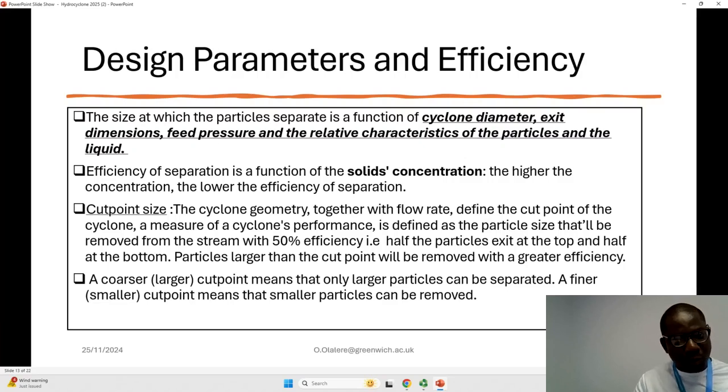The cut point is a measure of cyclone performance and is defined as the particle size that will be removed from the stream with 50% efficiency. That is, half the particles exit at the top and half at the bottom. Particles larger than the cut point size will be removed with greater efficiency.